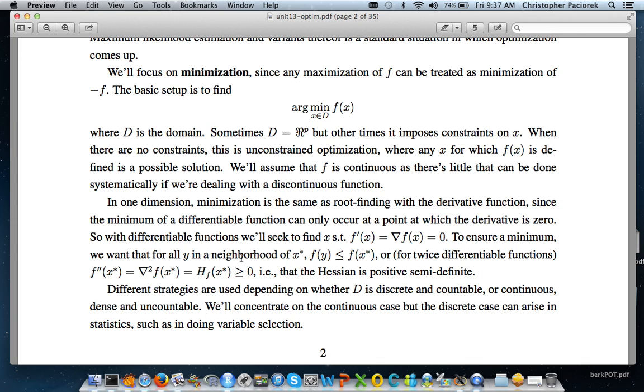And I know that that will either be the minimum or it might be a maximum. If I want to distinguish between the two, then I can look at the second derivative to tell me whether it's a minimum or a maximum. So you guys have all seen this in calculus.